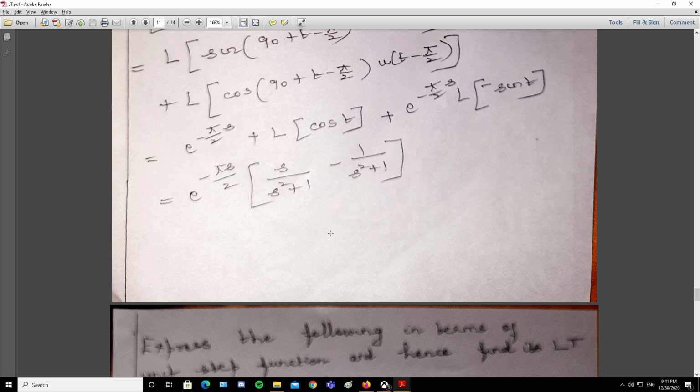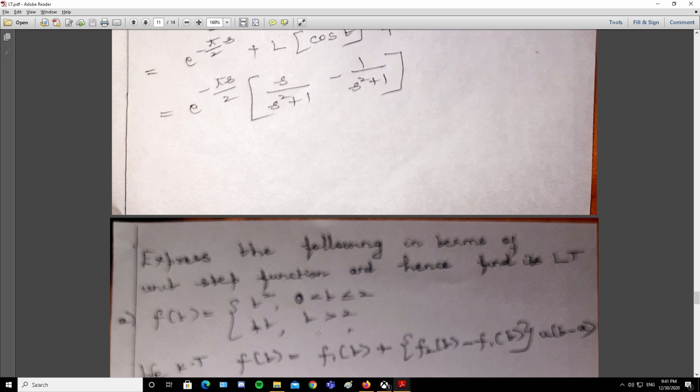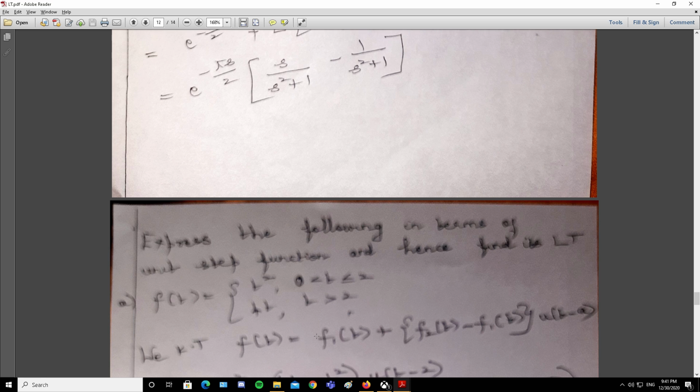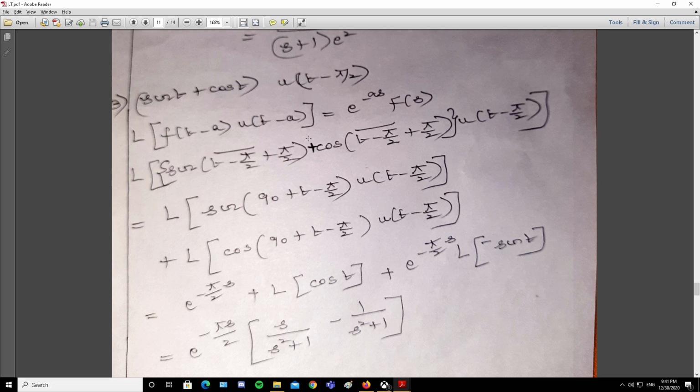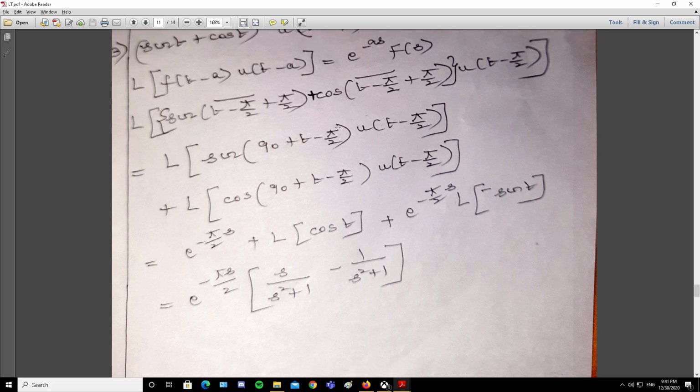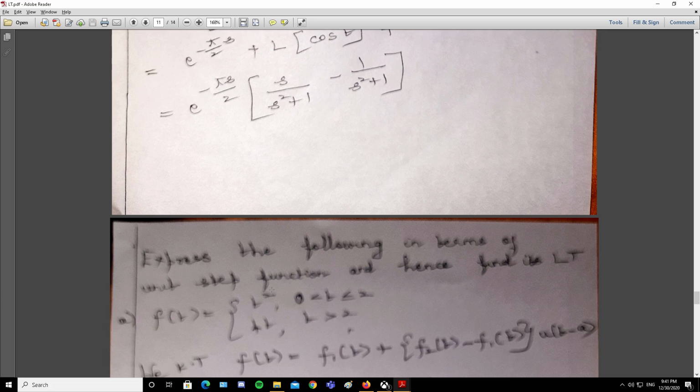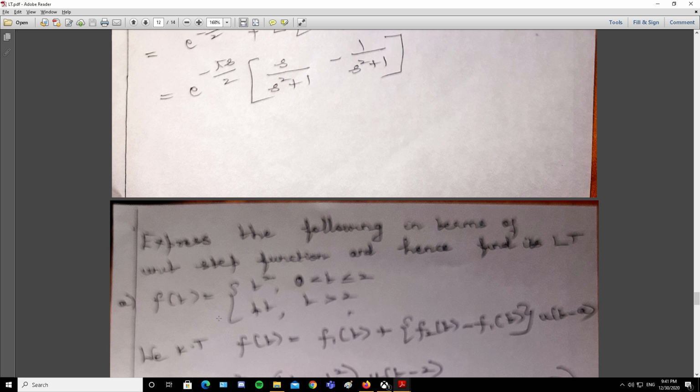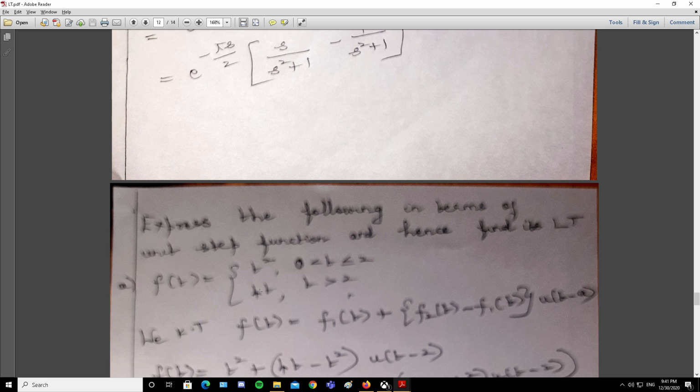So far we have discussed problems using Heaviside shift theorem. Now I will explain problems using theorem 1 and theorem 2. So this is one type, type 1. You just have to find the Laplace using Heaviside shift theorem. Now type 2: express the following in terms of step function and hence find the Laplace transform. So type 2, you will have the question f of t defined in two subintervals or three subintervals. So here I have taken one problem for two subintervals and one problem for three subintervals.